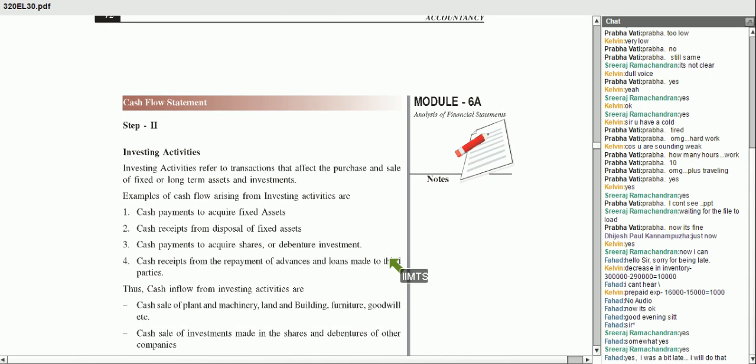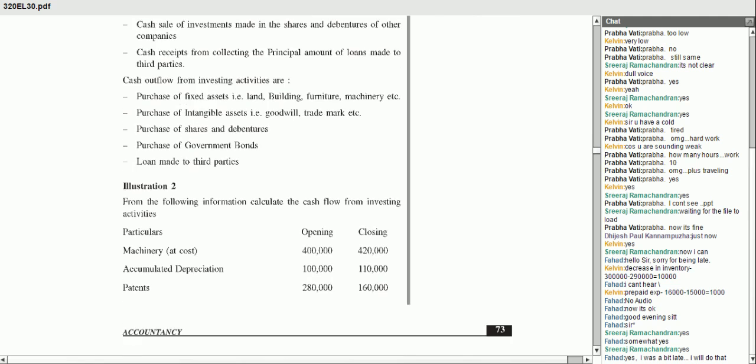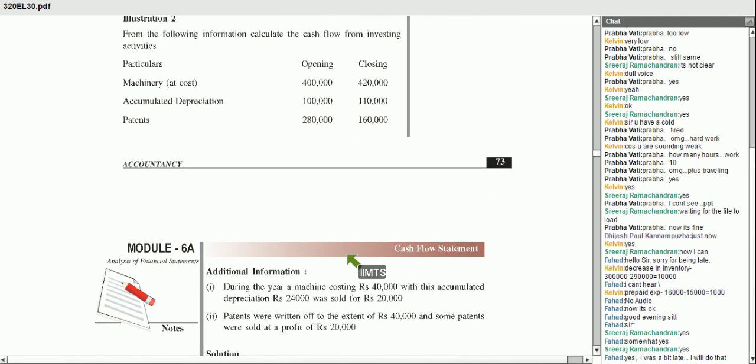Now let's discuss one question on investing activities. I told you there was one operating activity, one investing activity on that day, if you remember. Let's take a look at example 2. Can all of you see example 2?